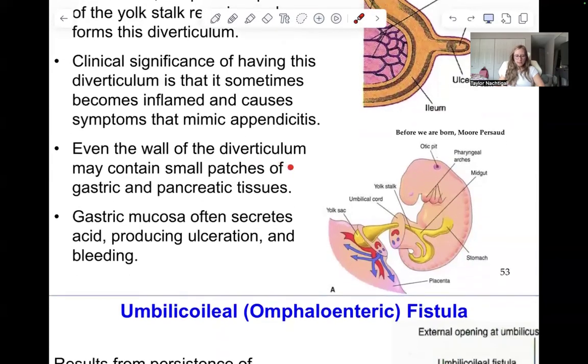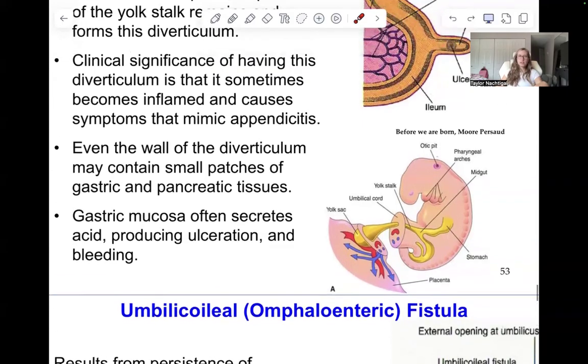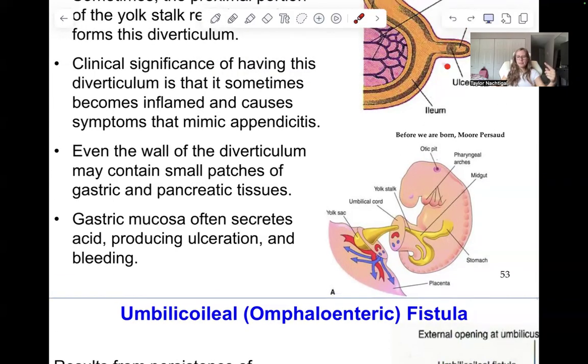The wall of the diverticulum may even contain small patches of gastric and pancreatic tissue. Remember earlier we talked about one thing that can happen with the pancreas as it's migrating to have the anterior and posterior buds form together: you can have little bits of tissue that go AWOL and say, I'm going to go way over here in this part of the alimentary canal instead. So in this case, you might see some of that happening. If the tissue's functioning, you might end up having enzymatic secretion happening from pancreatic tissue.